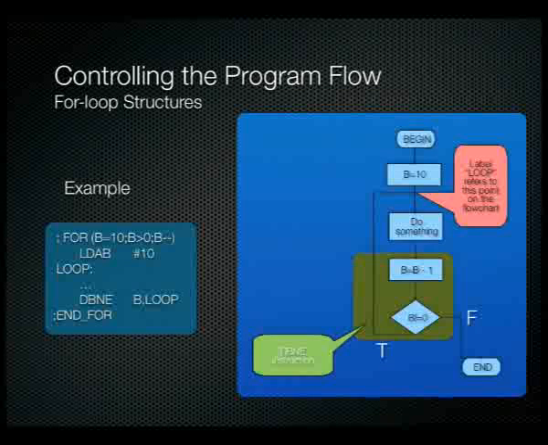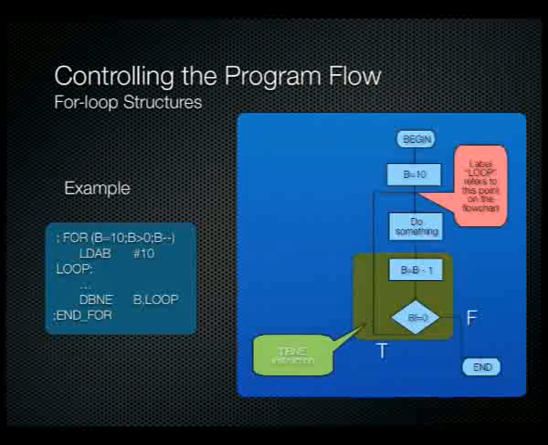On the right, we see that we initialize our loop counter B to 10, so we want to do this 10 times, so we need to do these statements 10 times. Then we simply do something. We then decrement our loop counter, so B equals B minus 1. And then we check to see if B is equal to 0, or not equal to 0. If it is not equal to 0, then we simply go back and keep repeating. If it is in fact equal to 0, then we simply end.